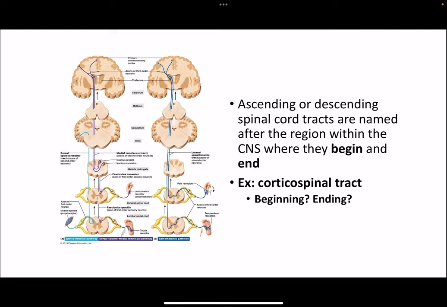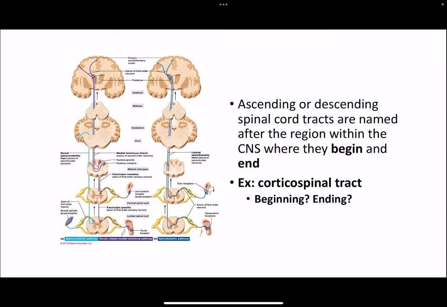You could do the same thing for the vestibulospinal tract. Vestibulo refers to vestibular, meaning balance and equilibrium, and so this has to do with our ear. And then spinal, again, going to the spinal cord. So that tract would be going from the inner ear to the brainstem and then the spinal cord.